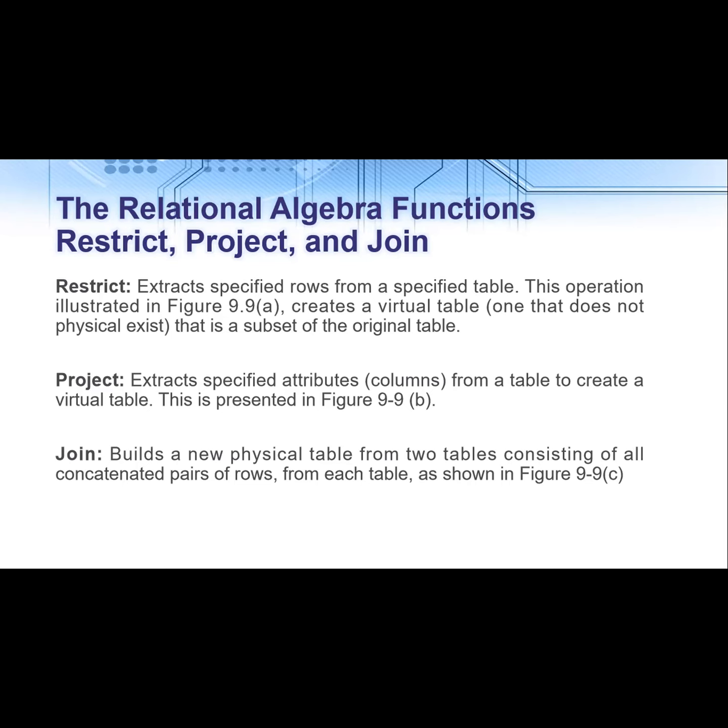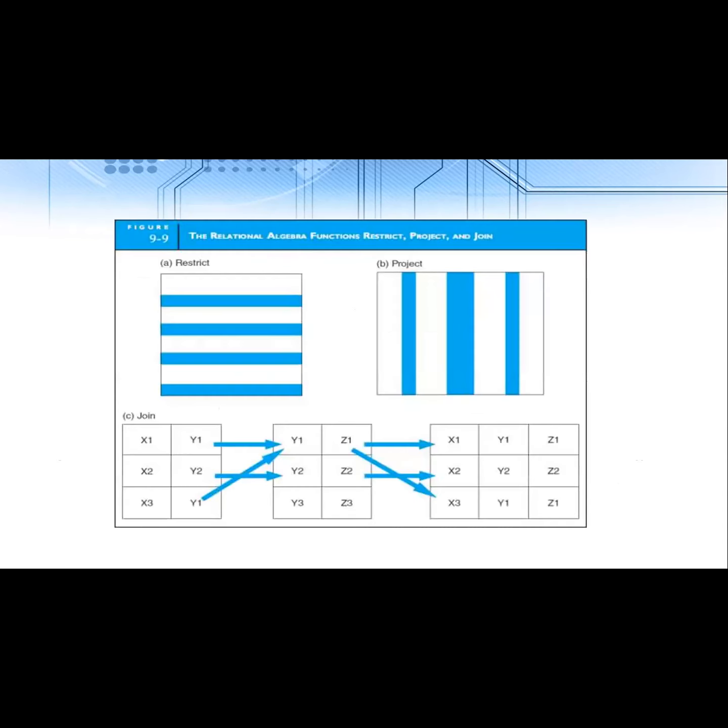Join builds a new physical table from two tables consisting of all concatenated pairs of rows from each table as shown in figure 9-9c. So this is an example of the relational algebra function, restrict, project, and join.